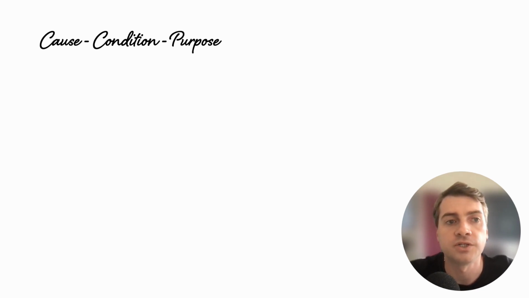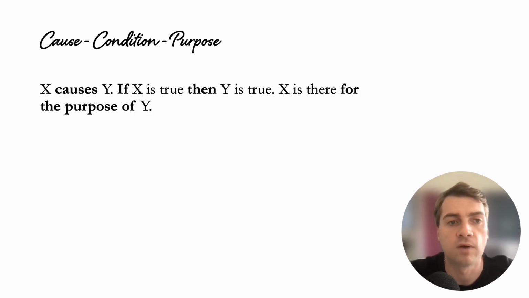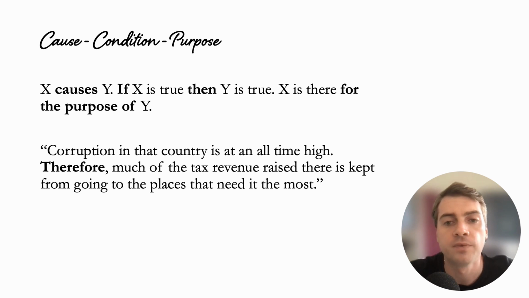Okay, cause, contradiction, and purpose. Here we have X causes Y, or if X is true, then Y is true, or X is there for the purpose of Y. So for our first example, corruption in that country is at an all-time high. Therefore, much of the tax revenue raised there is kept from going to the places that need it most.